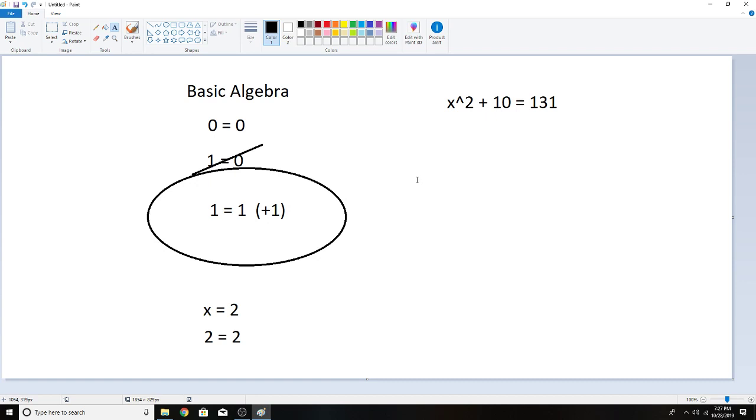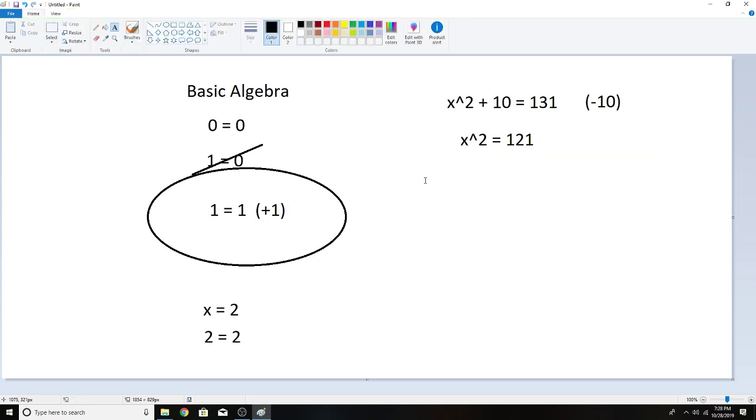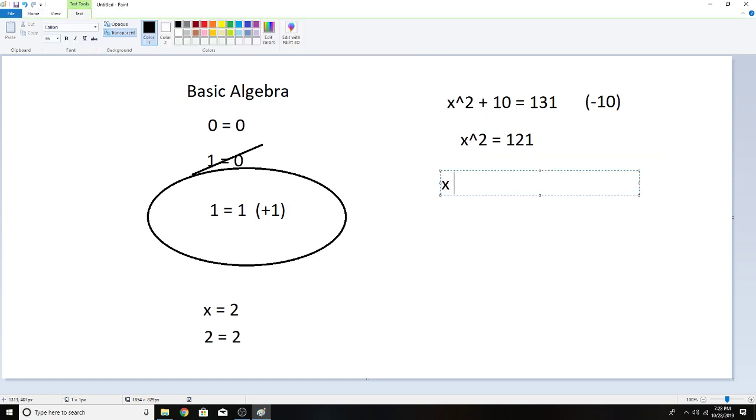So what do we have to do here? Well, first we've got to get the number here to one side, so we can simplify the equation. So we'll minus 10. And so that means x squared equals 121. Then, what does x squared mean? Well, x squared means x multiplied by x equals 121.